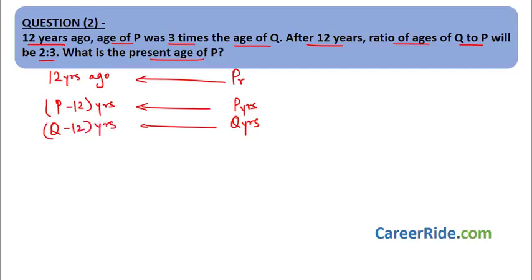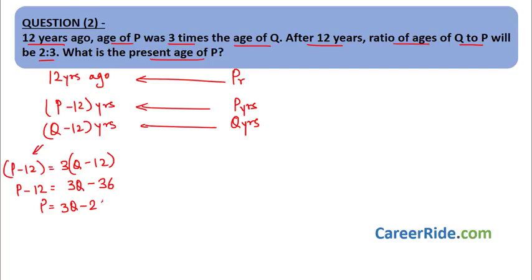They have given that 12 years ago the age of P was 3 times the age of Q. So what we get over here is P minus 12 equals 3 times Q minus 12. We get P minus 12 equals 3Q minus 36. Therefore, P equals 3Q minus 24 years. This is the value of P.